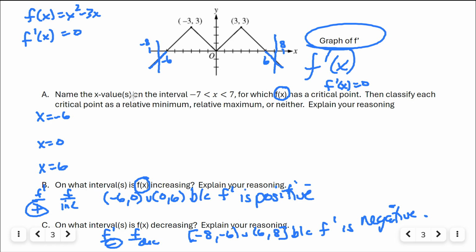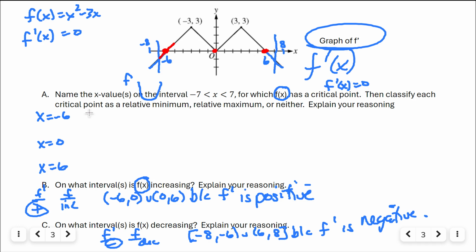Okay, what does that mean? Well, f has a relative min. That means f would have to go from decreasing to increasing, right? So f prime would have to go from negative to positive. Okay, let's take a look at -6. At x equals -6, right before -6, f prime is negative. Then it switches and becomes positive right there at that point. Right? These are my three critical numbers.